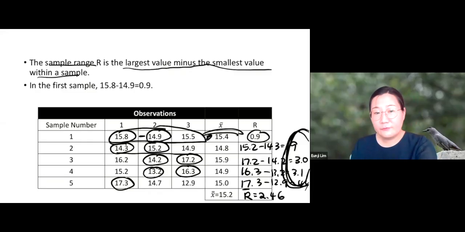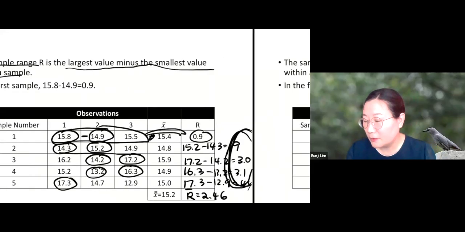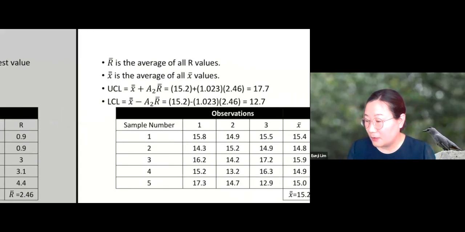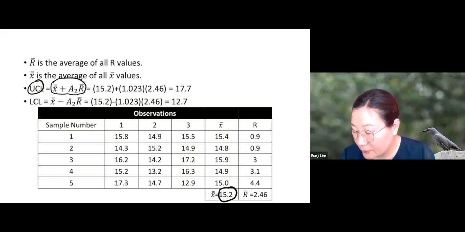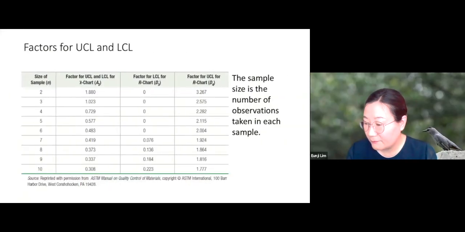Now we are ready to find the upper control limit and the lower control limit. We're going to use the following formulas. For the upper control limit, we're going to use this formula: X double bar, we know where to find X double bar, it's right here, plus A2 times R bar. We know where to find R bar right here. Where do we find A2?